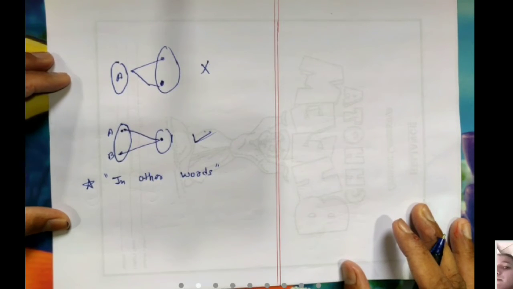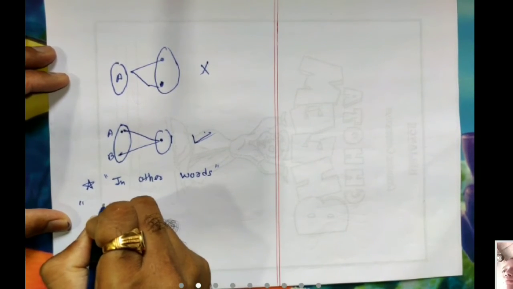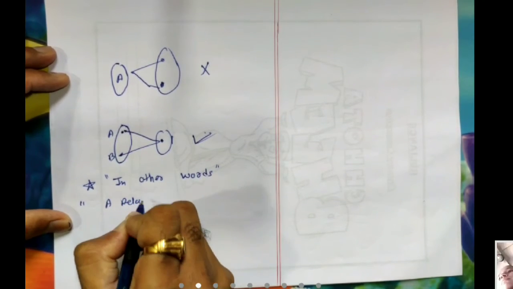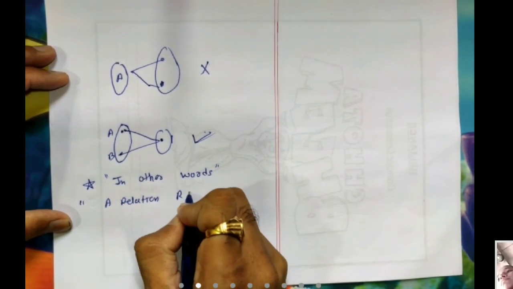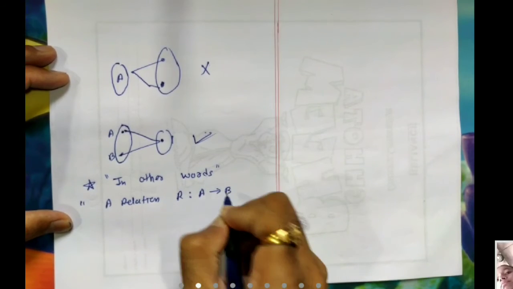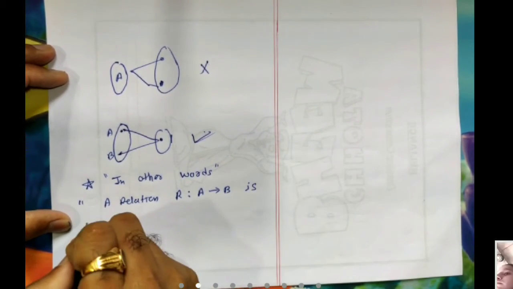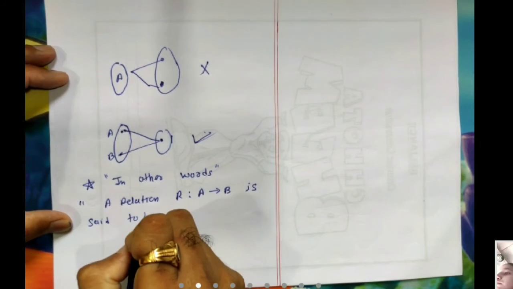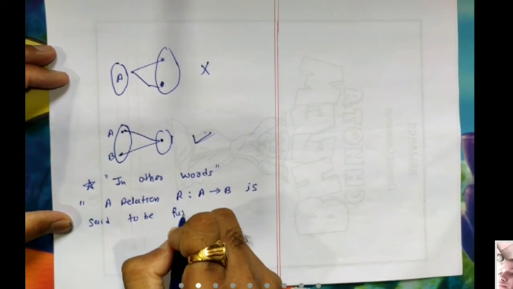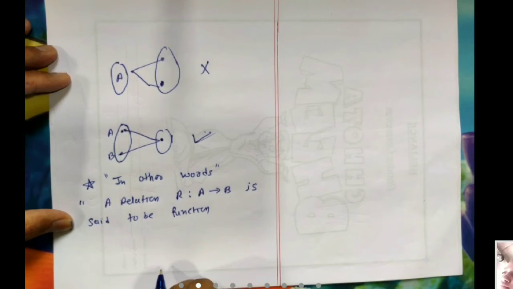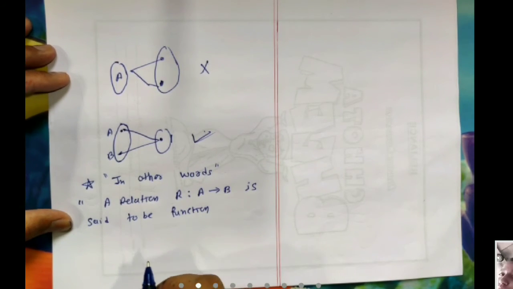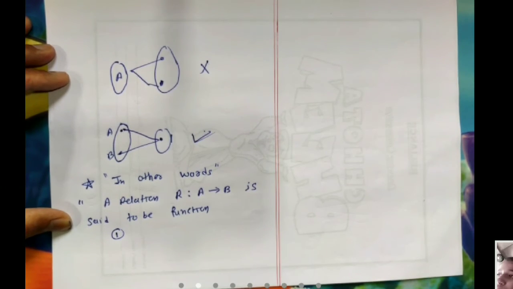So in other words, we can define our function as: a relation R from set A to set B is said to be a function. A relation is said to be a function if two conditions are fulfilled. And now I am writing the two conditions in different words. So first condition that we have discussed, that all the elements of set A have a unique image in set B. That means all the elements of set A have an image.